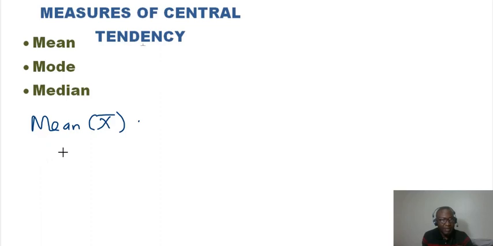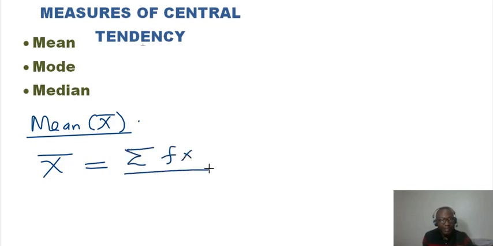Mean x bar can be found in two ways. We shall have mean being equal to the summation fx divided by summation f. This is when the assumed or the working mean has not been given to you.